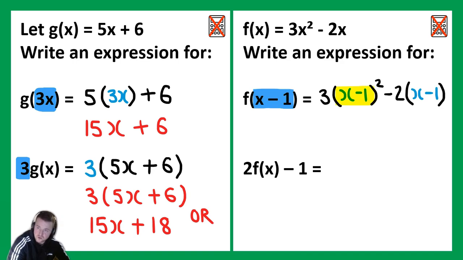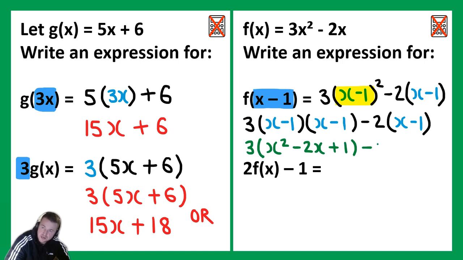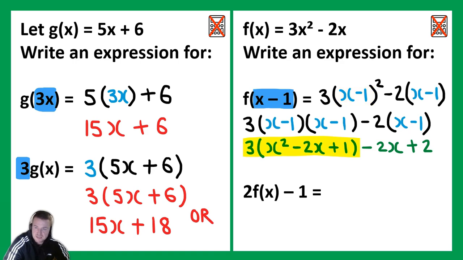First, I'll focus on x minus 1 squared. This will be a double bracket of x minus 1 multiplied by x minus 1. Expanding and simplifying x minus 1 squared is x squared minus 2x plus 1, and then I'm taking away 2x plus 2 if I expand the bracket. Expanding the first bracket gives me 3x squared minus 6x plus 3, and then I'm taking away 2x plus 2.